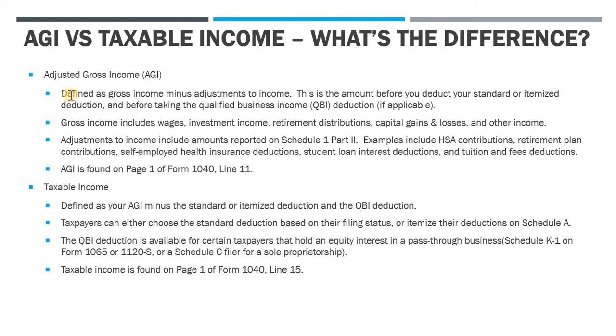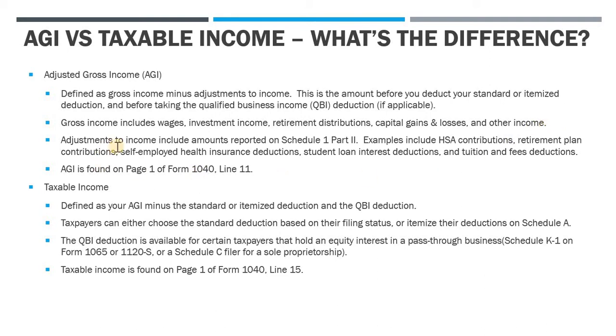Right, so the qualified business income deduction can arise if you have an interest in a pass-through business, like a partnership or S-corp, and it's a qualified business, or if you're, let's say, a Schedule C filer for a sole proprietorship, and you also have a qualified business there. So what goes into gross income? Well, it's your wages, investment income, interest, dividends, rents, royalties, things like that, retirement distributions, capital gains and losses from trading stocks or crypto, and other types of gross income.